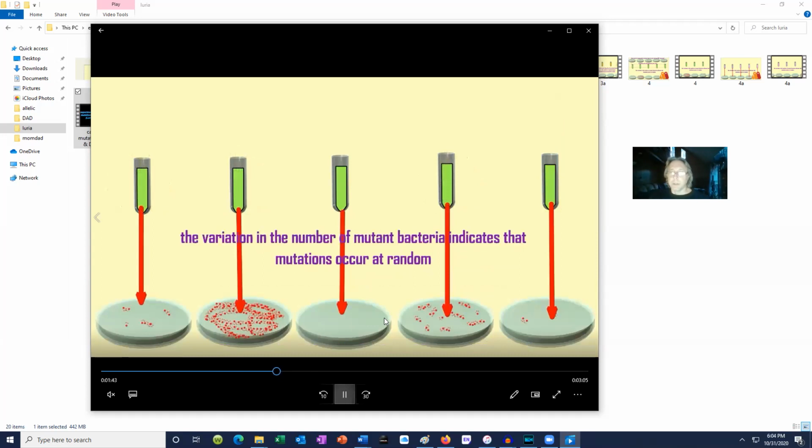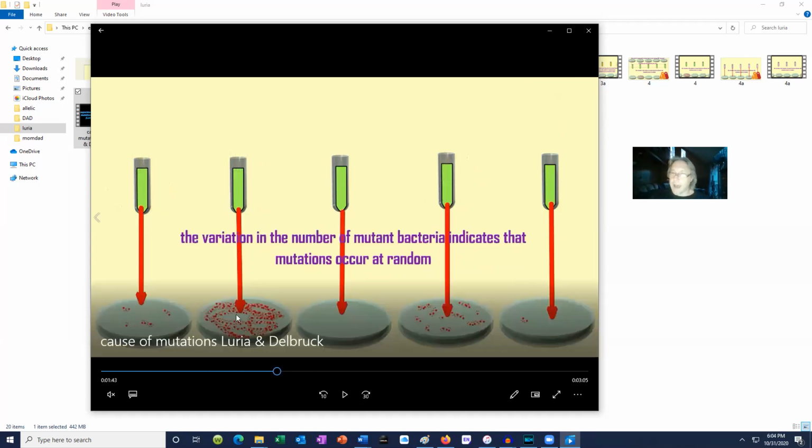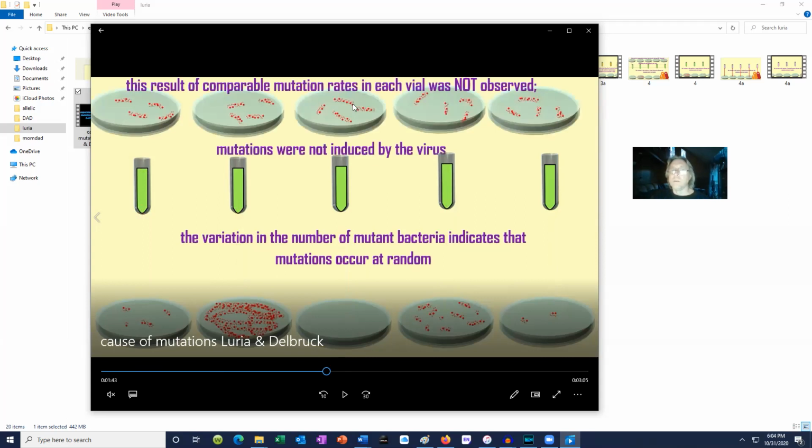So this is what they observed. Some plates would have a lot of mutants, some had less, some had less, some had none. That's consistent with the idea that the mutations are developing at random and not being induced by viruses, because if it were the opposite, then they would notice the following, where all 5 of the plates would have about the same frequency of mutation.